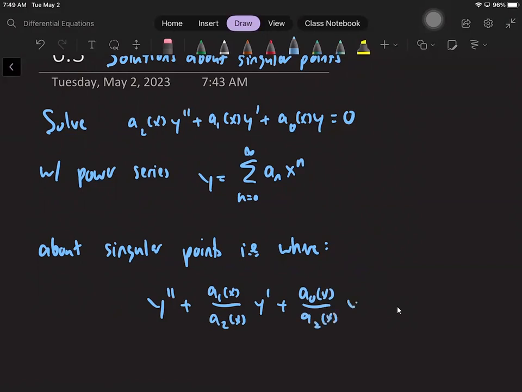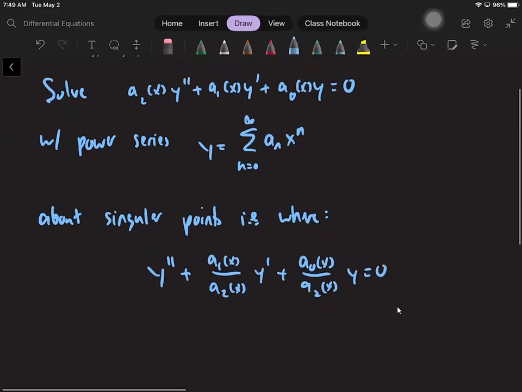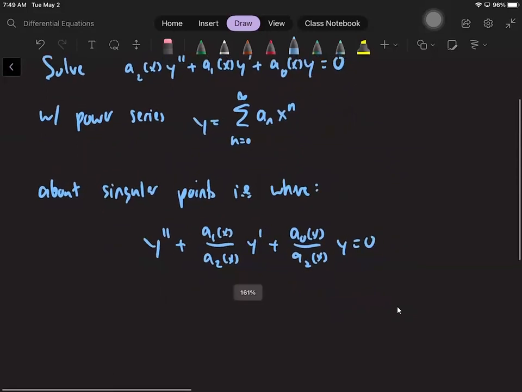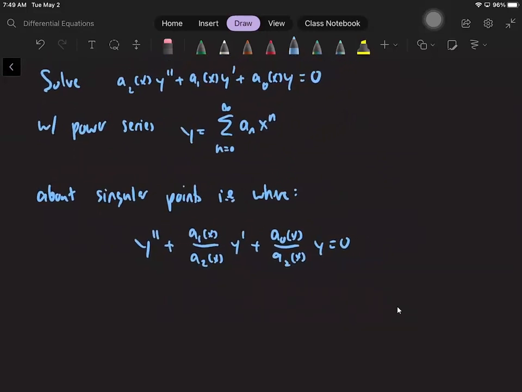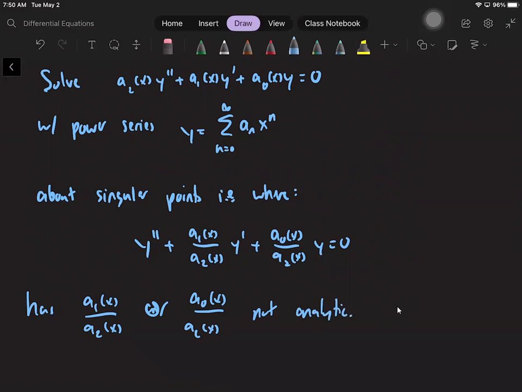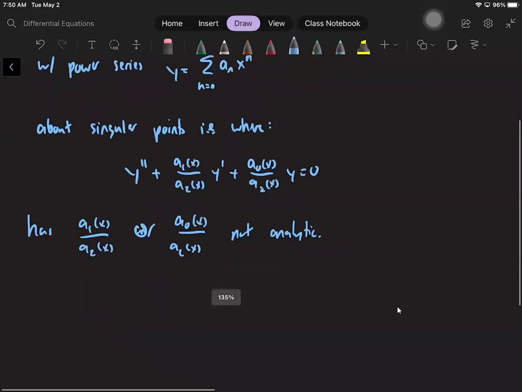And then wherever this is not analytic, for the two middle functions, which basically happens when there's division by zero. So when these are not analytic. Okay, but we can only do this sometimes. And so here's when we can do it.